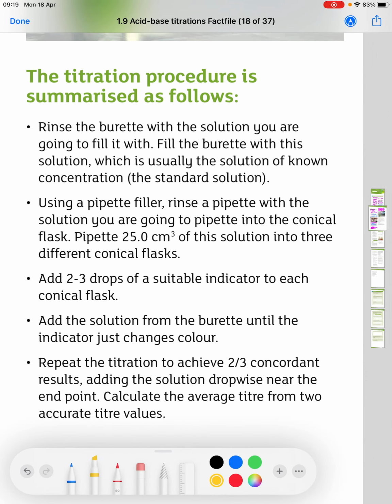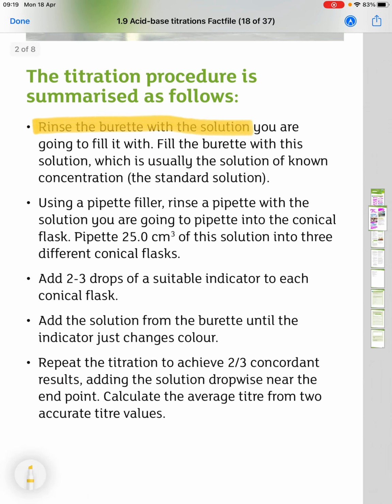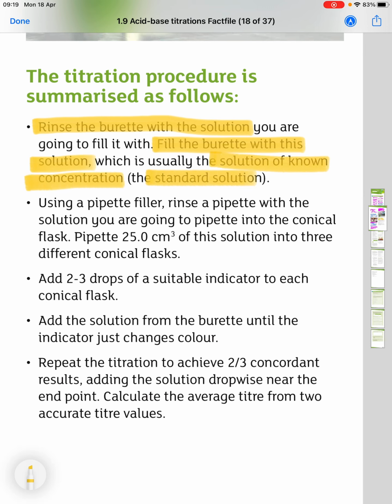Now, the procedure for a titration is, first of all, you rinse the burette with the solution you're going to fill it with. Then you fill the burette with this solution, which is usually the solution of known concentration, or the standard solution. Then, using a pipette filler, you rinse the pipette with the solution you're going to pipette into the conical flask.